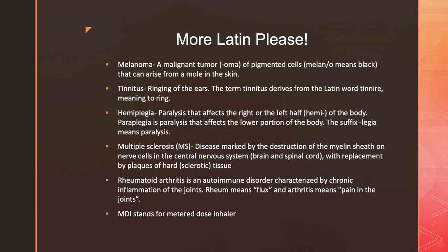So this is the same idea as those hardened boots. It would be the sclerotic tissue. I hope that helps. Rheumatoid arthritis, autoimmune disorder, characterized by chronic inflammation. Rheum means flux. So it means the flux and pain of the joints. The idea of flux is an idea of something out of sorts, if you will.